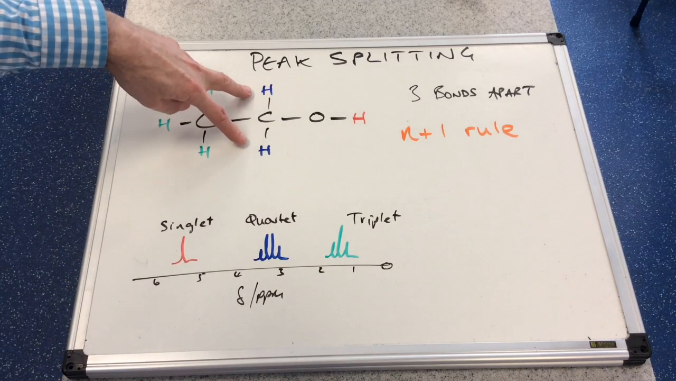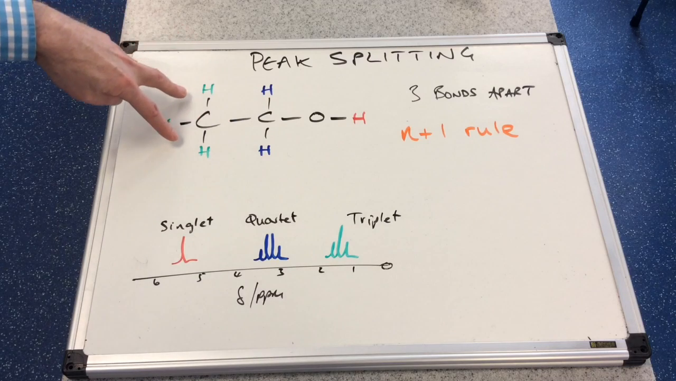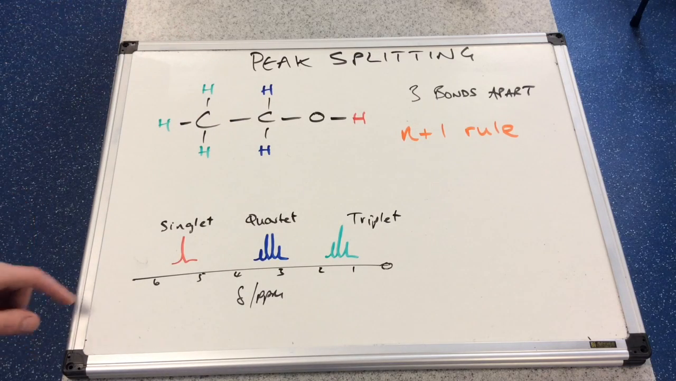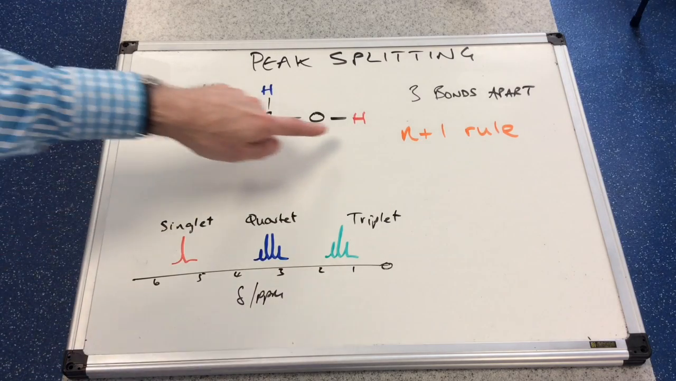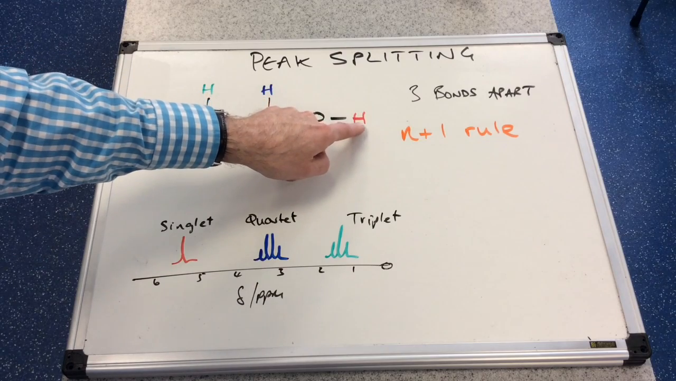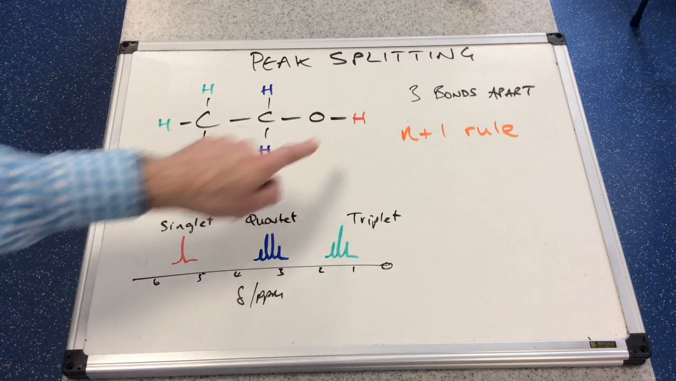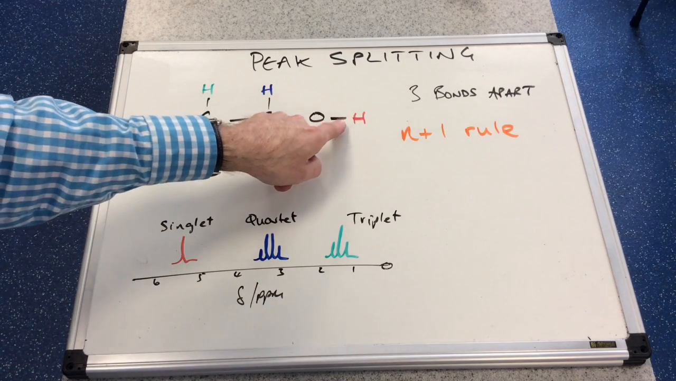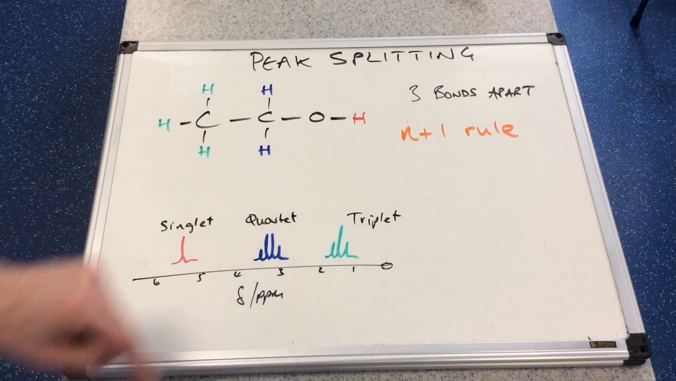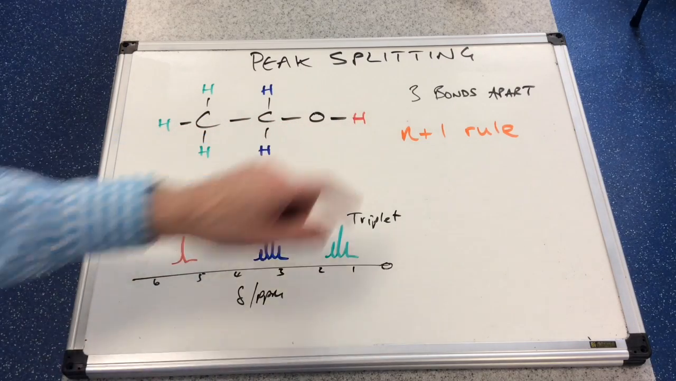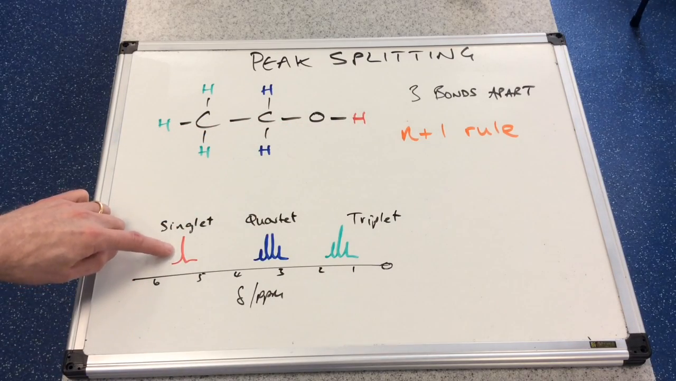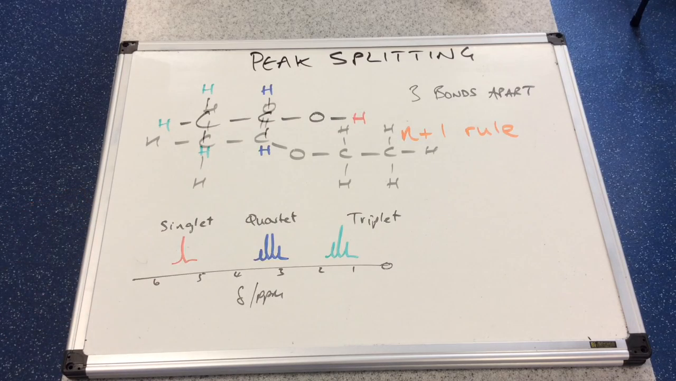The blue protons are adjacent to 3, so n is 3. So we see n+1, 3 + 1, 4 peaks. So we see the quartet. Now, if you think about the red hydrogen in the OH environment, that's still within 3 bonds apart, 1, 2, 3 bonds, but OH protons are always seen as singlets.